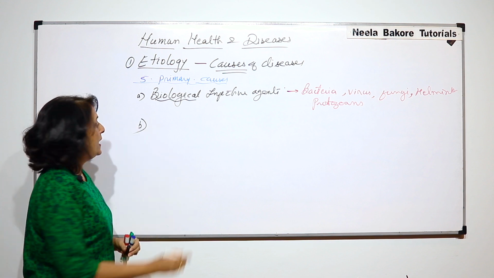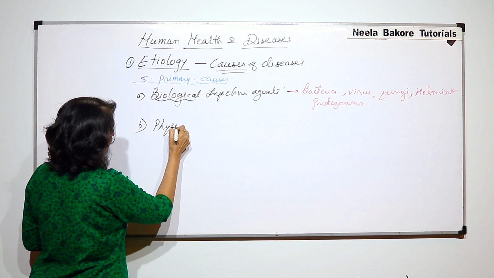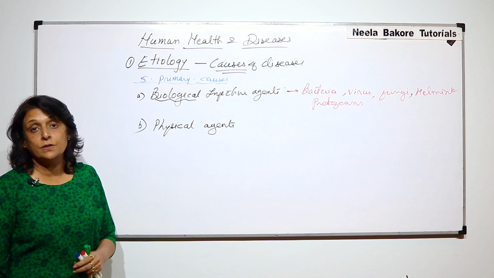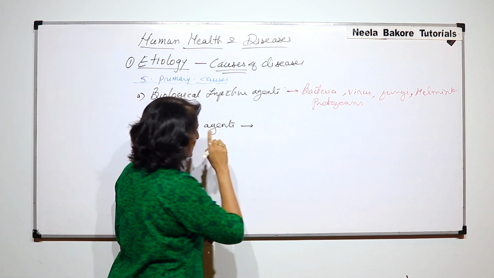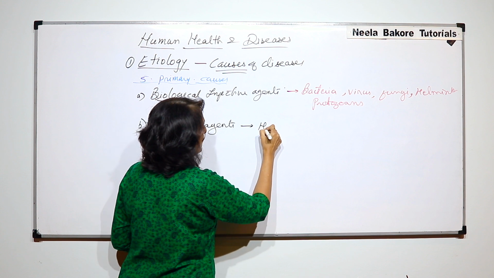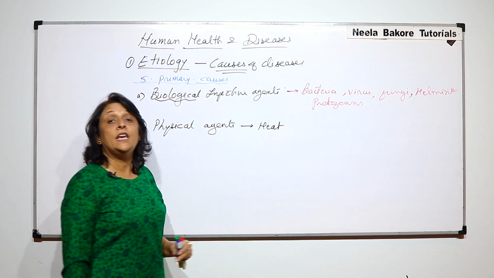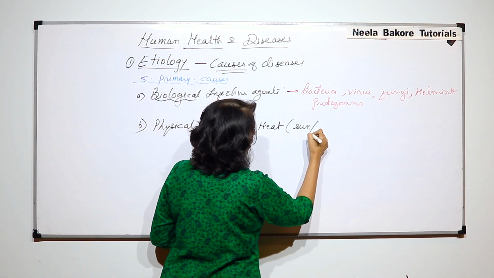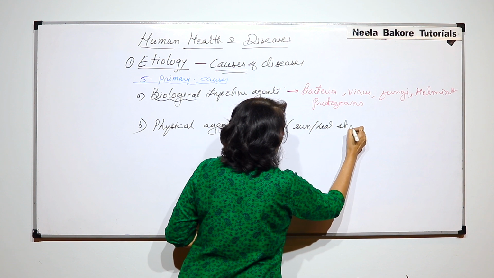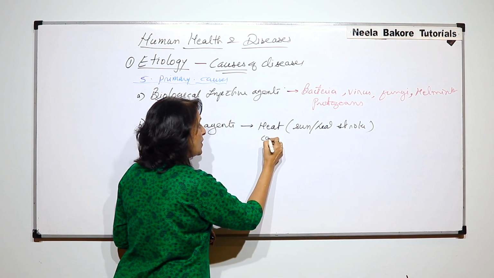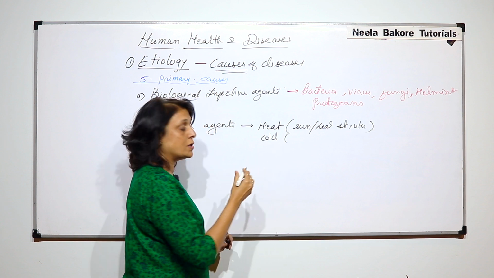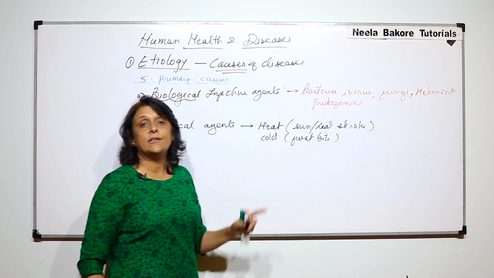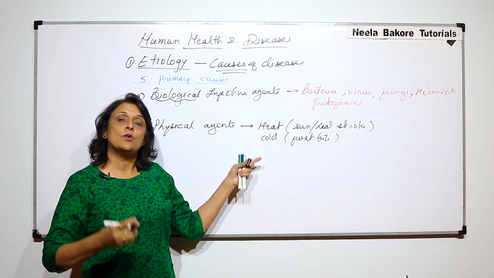The second is physical. Physical agents which are responsible for causing diseases. Now, under physical agents, they can be like heat. I'm sure you have heard of heat stroke or sunstroke. So heat causes sun or heat stroke. Cold, extreme cold causes frostbite. These are physical agents like temperature, too high temperature, too low temperature.